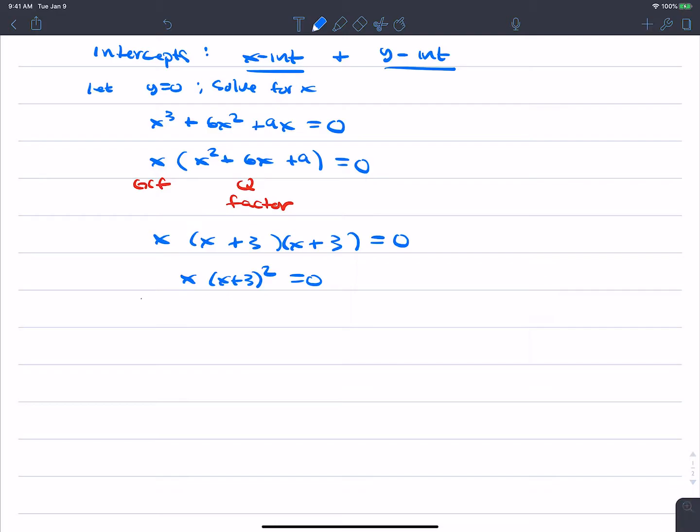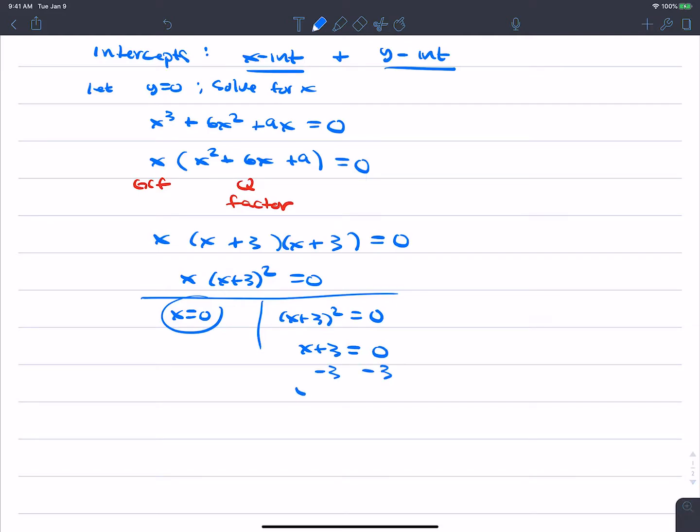And by the zero product rule, I get x is 0. Good. I get (x plus 3) squared is 0, which means my x plus 3 has to be 0. And I subtract my 3, I get x equals what? -3. So ladies and gentlemen, these are the locations of my x-intercepts on my curve.